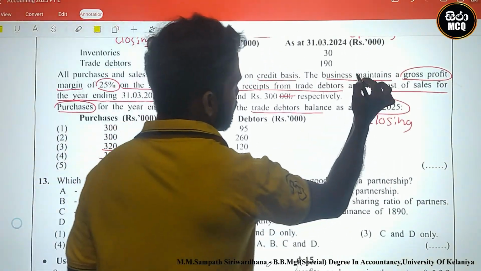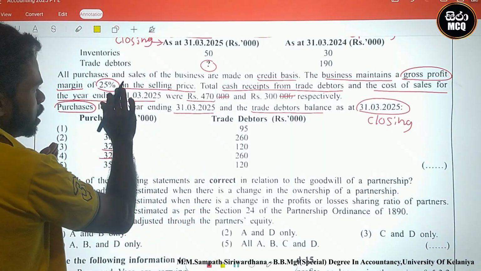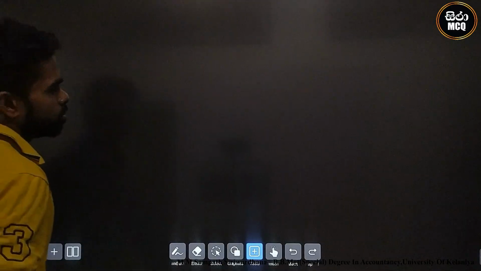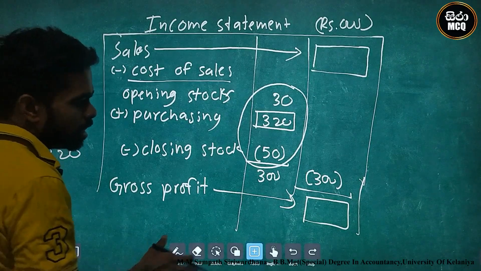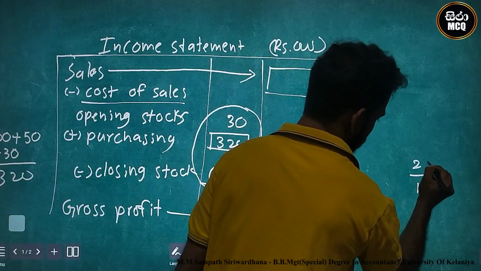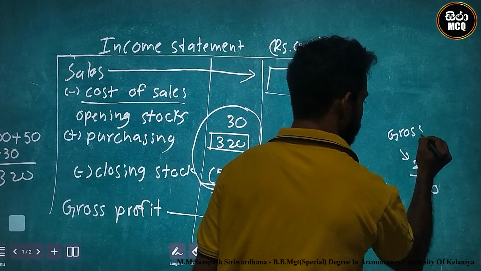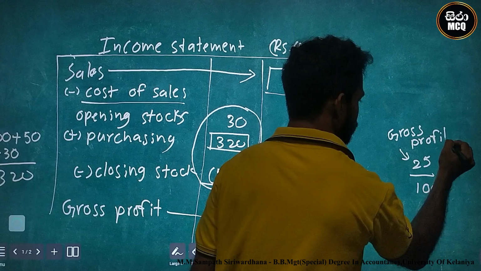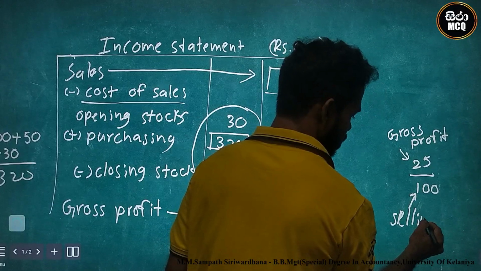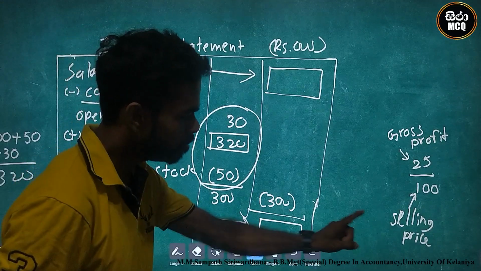They said that the business maintains a gross profit margin of 25% on selling price. Look here, 25% on selling price. The gross profit is there. On selling price, this is the 100, 100 is selling price. Okay, at this point, what is the selling price?